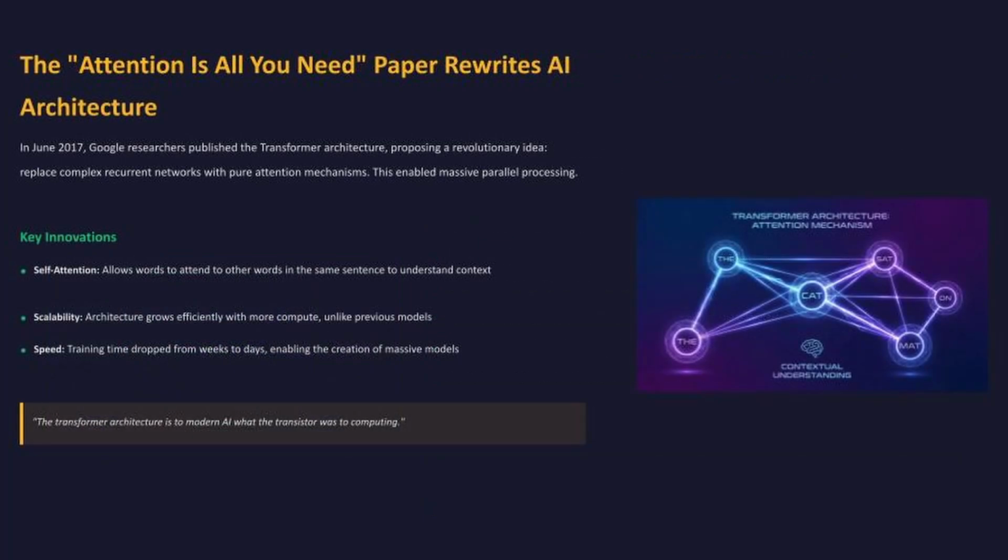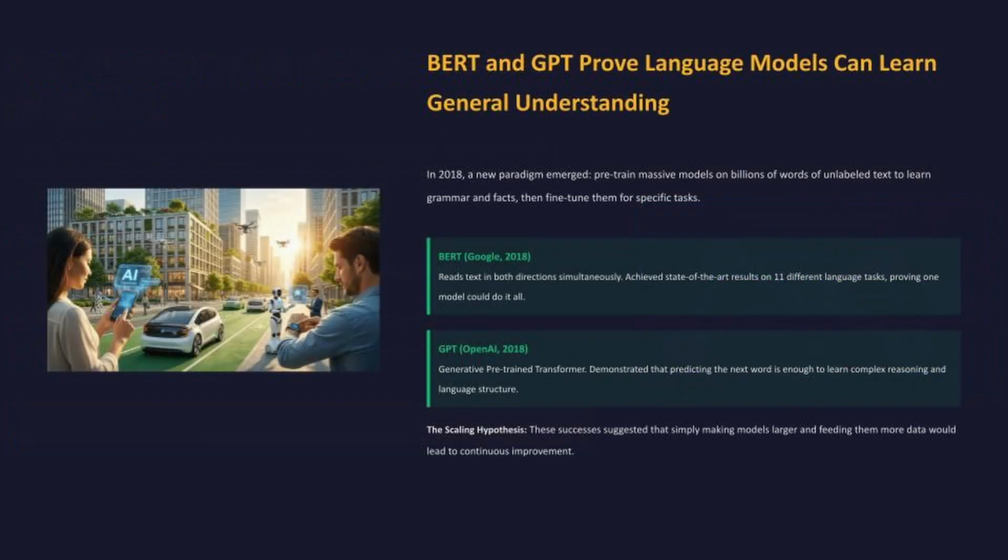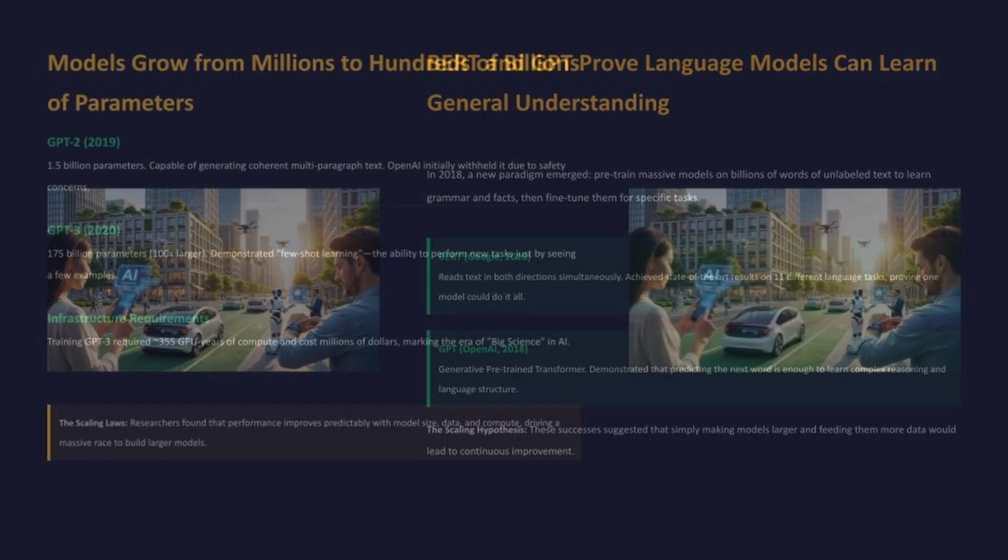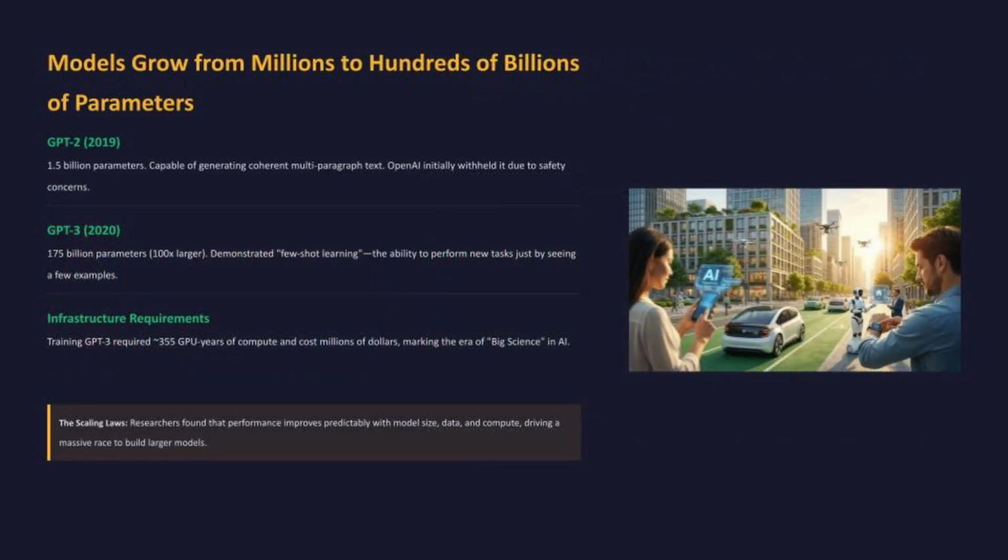Before 2017, language models struggled to understand long sentences because they processed words sequentially, forgetting the beginning by the time they reached the end. The transformer changed everything by introducing the attention mechanism. This allows the model to weigh the importance of every word in a sentence simultaneously, giving it context and deep understanding. This breakthrough enabled massive scalability. We went from models with millions of parameters to models with hundreds of billions, creating the large language models we use today, like ChatGPT and Gemini.